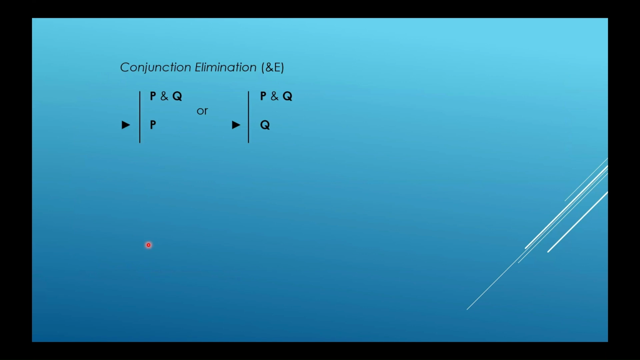This is conjunction elimination. This is another bookkeeping rule. There are two versions of the rule. If you have P and Q, so the initial conditions for the rule are the same, then you can infer P or you can infer Q. So the rule is symmetrical. If you have a conjunction, you can infer either of the conjuncts according to the rule.